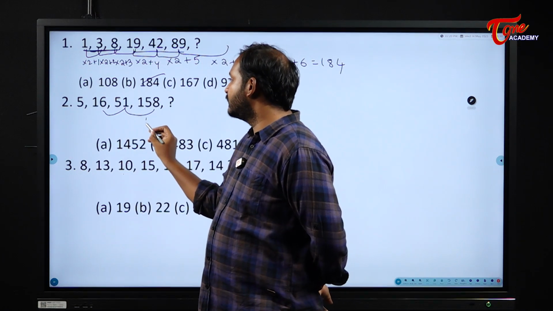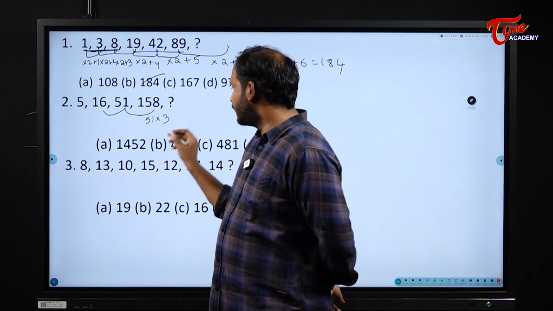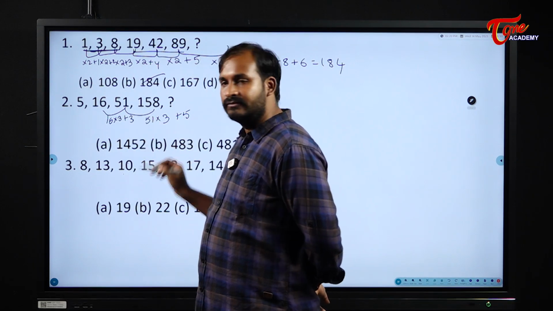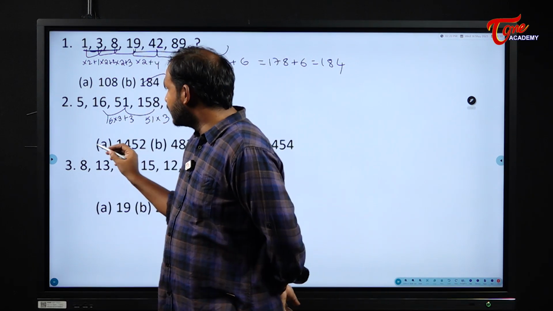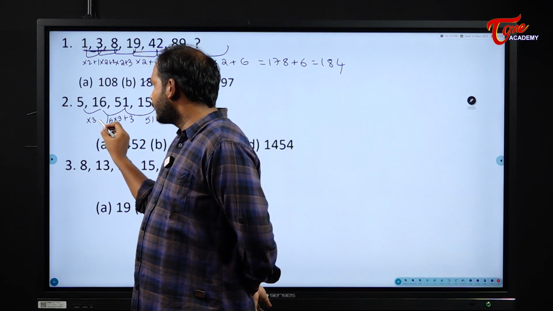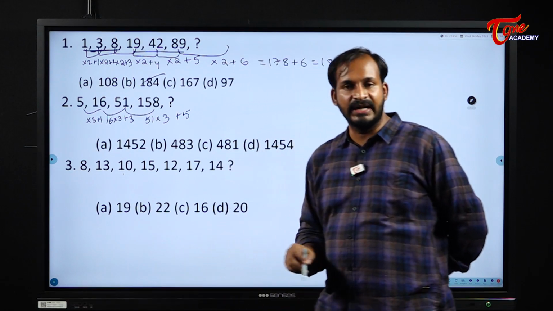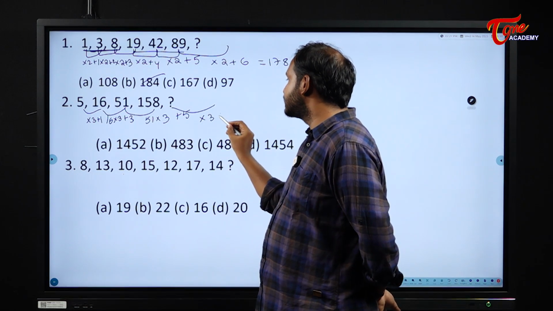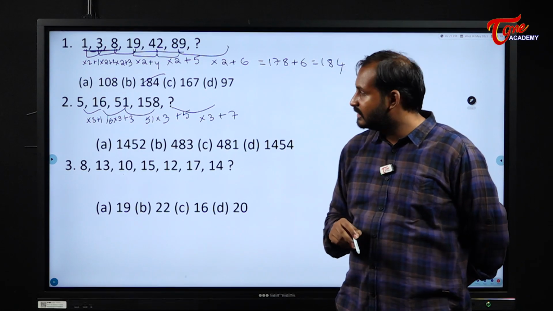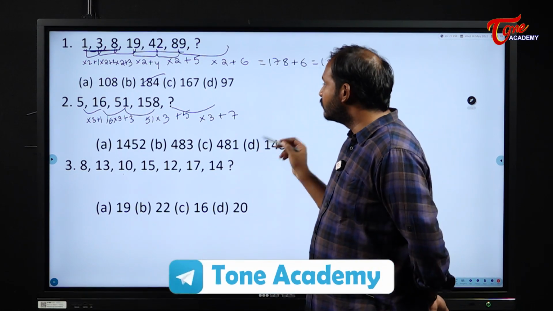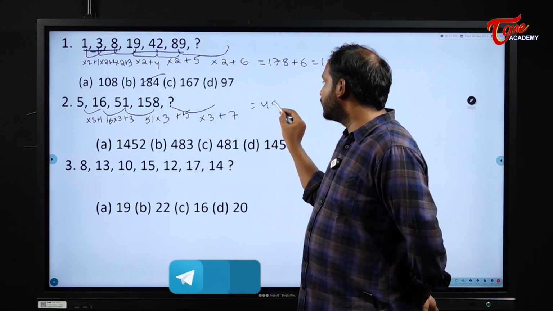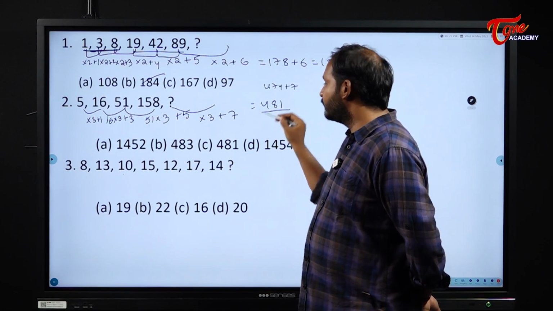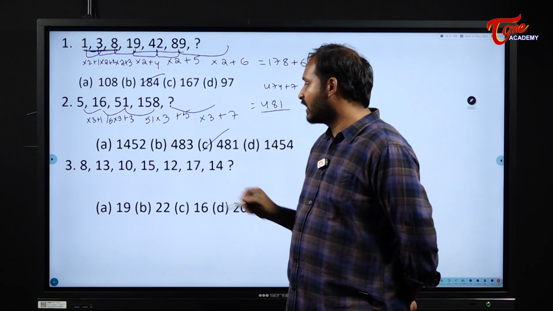51 to 158, what will you get here? 51 3s are 153 plus 5. Next, 16 3s are 48 plus 3. 3 and 5 are odd numbers. Into 3 is common. Next, 5 into 3 plus 1 is 16. That means he is multiplying with 3 and adding the odd numbers. Similarly now 158 into 3 plus 7. 158 3s are 474 plus 7, what does it become? 481. 481 will be our answer here.